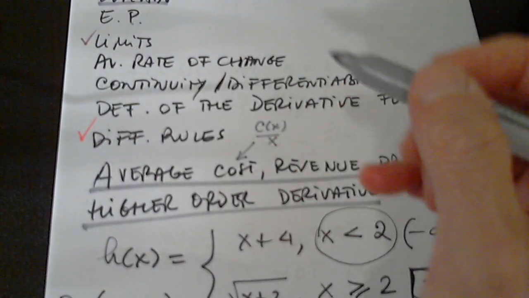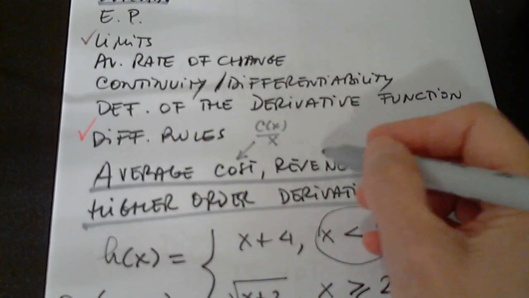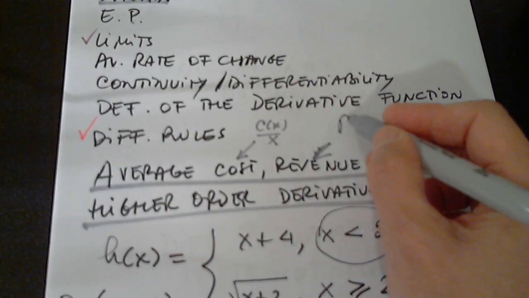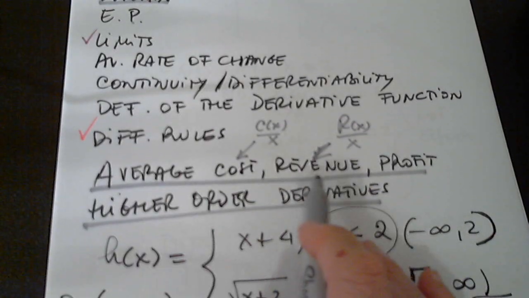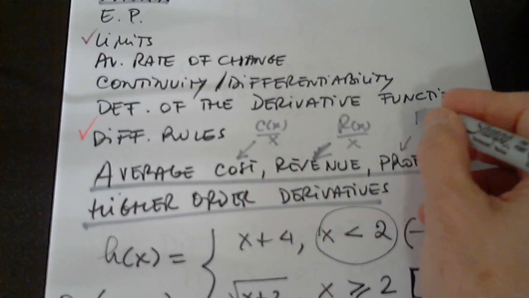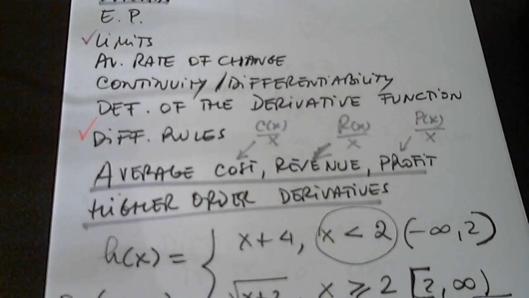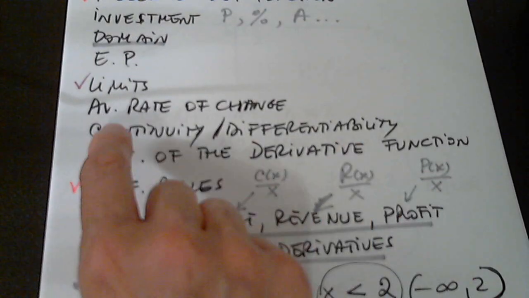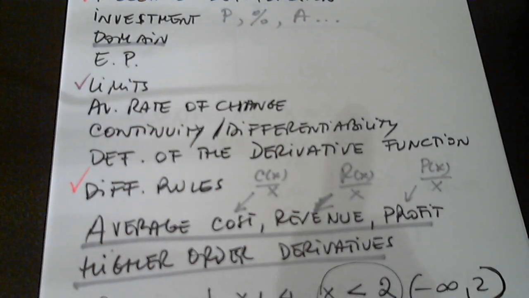C of x over x, this is the average cost function. This is the revenue divided by x, which is the average revenue function. We discussed them last time. And this is the profit divided by x. So these are total. As you see, there is a lot of information here. The average rate of change is one thing. The average cost, average revenue, average profit are totally different. The rate of change is the derivative function. They're different concepts.